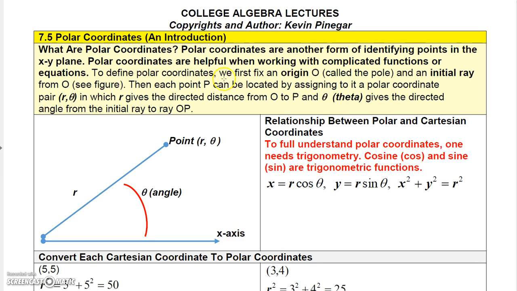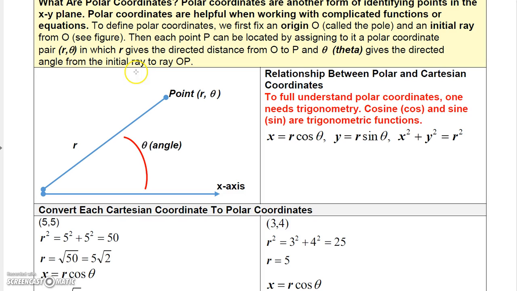So to define polar coordinates, we first fix an origin, called the pole, and an initial ray from the origin. So right here, if you look down here, this is the origin we'll call O. And then notice I have the x-axis here. So this is kind of like the x-axis. So basically, if I want to identify a point in the plane, so let's say I want to identify that point right there, well, actually all I need is to know how far that point is from the origin.